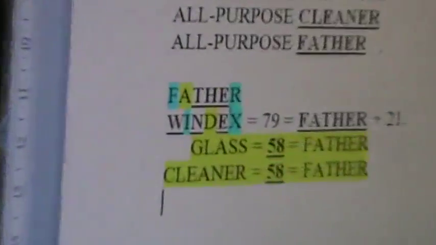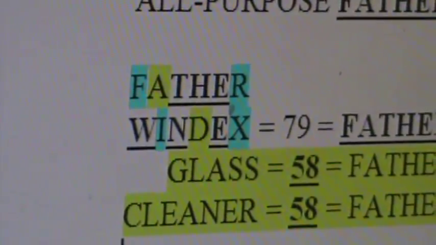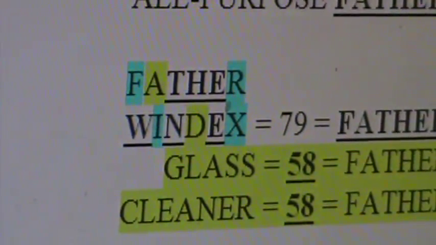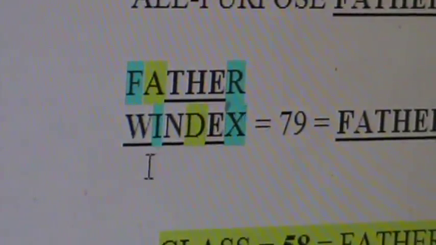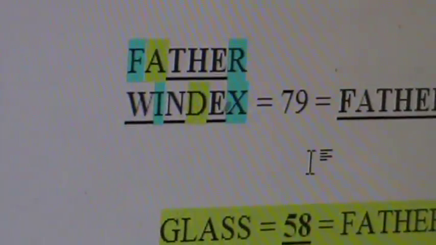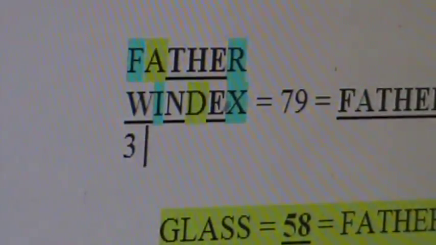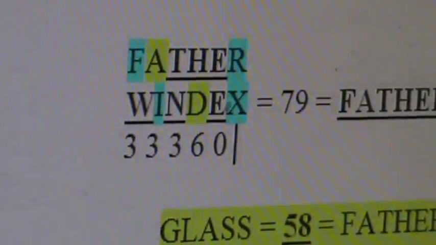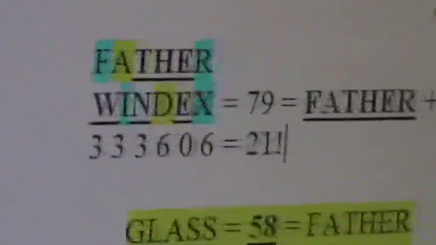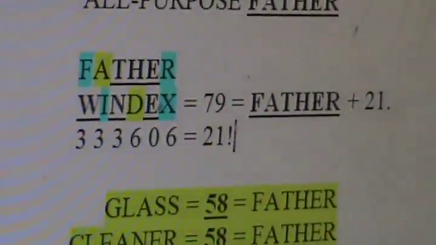So, this is a precious gem. We're going to solve ammonia D in a second, but allow us to really let that sink in. The perfect correlation between the letters of Father and the letters of Windex. So I'll just write out the offsets as I saw them. The F went up to the I 3 points. The A went up to the D 3 points. The T went up to the W 3 points. The H went up to the N 6 points. The E equals an E, 0 points. And then the R went up to the X 6 points to make the grand total of 21, so that Windex equals Father plus 21 to the glory of the Trinity.